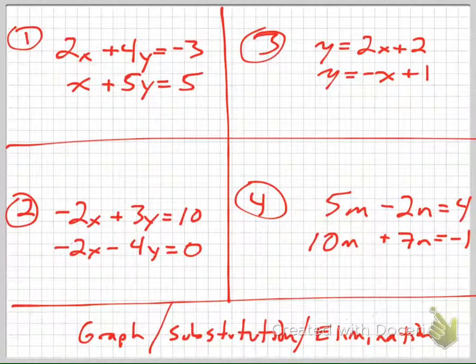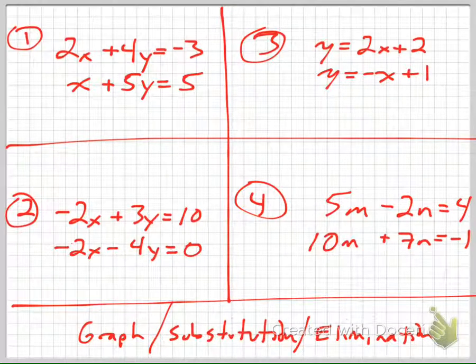Number 2, what method are they trying to get you to do with this? What method? Elimination using subtraction. I need both words. Elimination using subtraction. Yeah. All right. That was the title of the lesson.